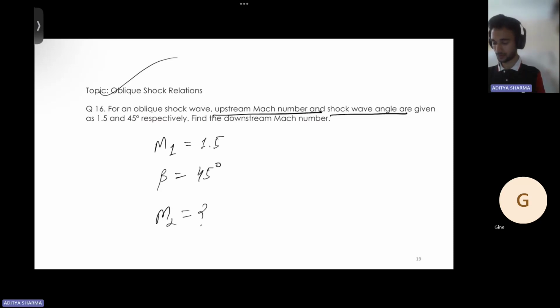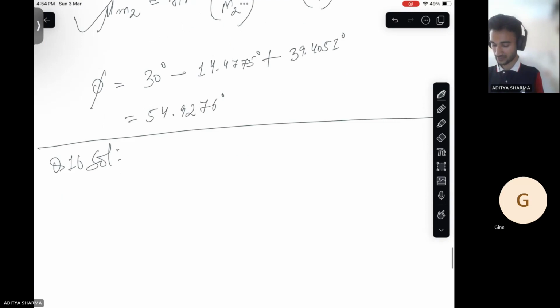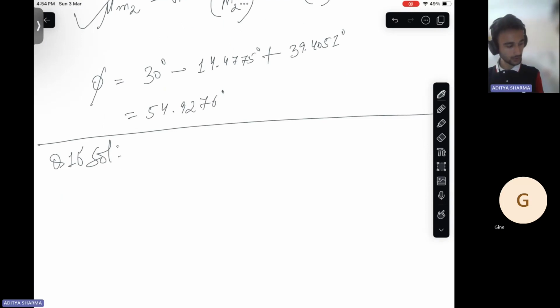Can I move on to solving this question, please? Yes, okay. All right. So what has been given? M1 has been given as 1.5, and also beta has been given as 45 degrees. So what we will do is, so if you see, just wait a second.